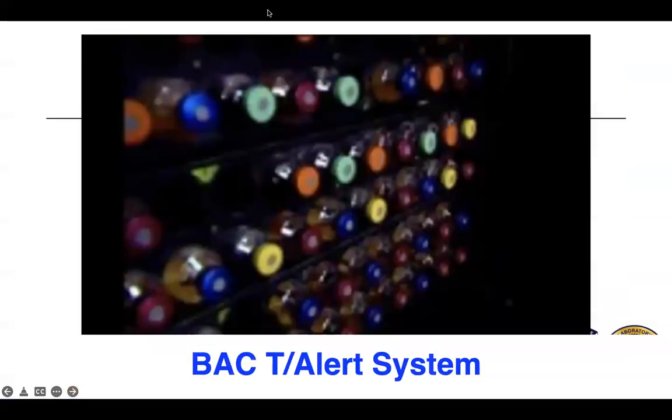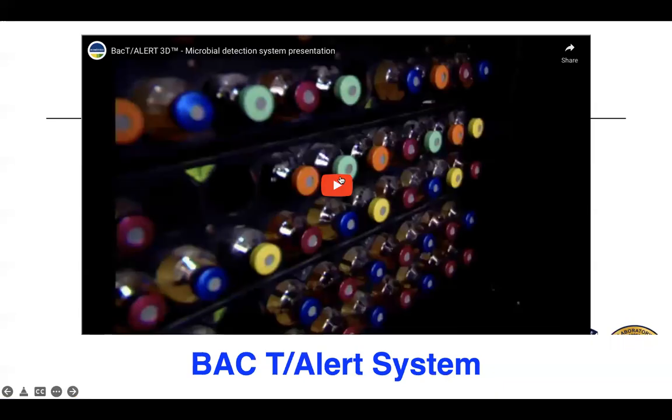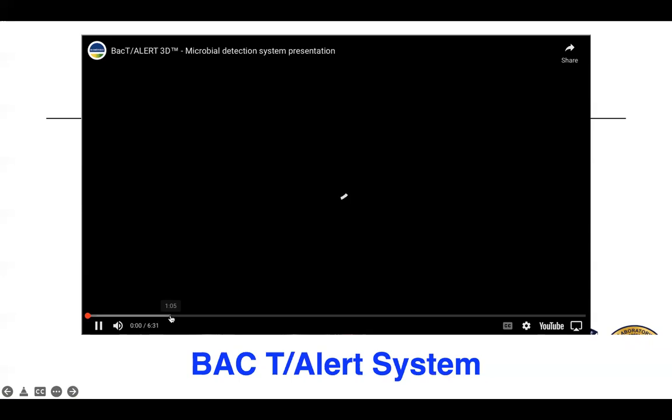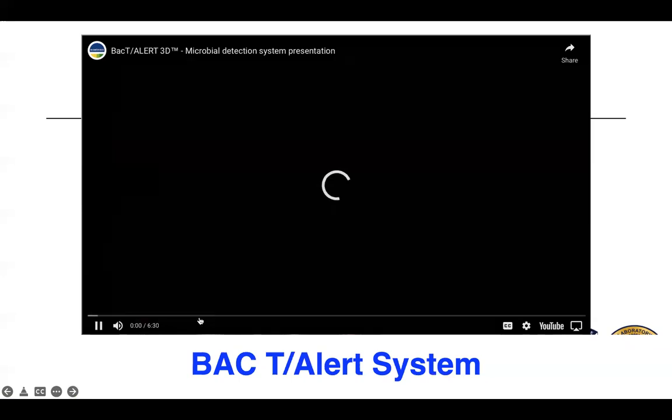Now let's check out the BacT/Alert system. Again, this is a product demo. So let's start somewhere.